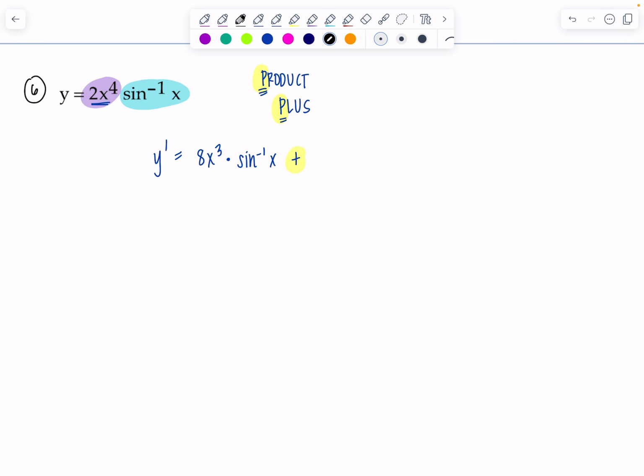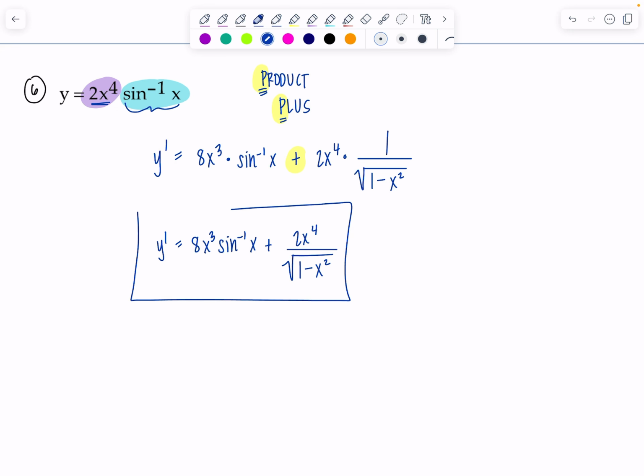So 2x to the 4th already had its turn. We're going to leave 2x to the 4th alone this time, times the derivative of sine inverse of x, which is 1 over square root 1 minus x squared. And that's it. Should we clean it up a bit more? I guess that last term I could put 2x to the 4th in the numerator. So 8x cubed sine inverse of x plus 2x to the 4th over square root 1 minus x squared. Okay, there we go.